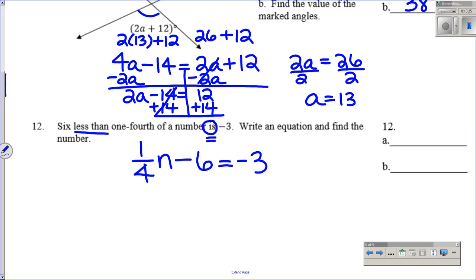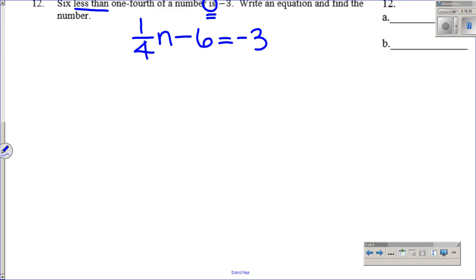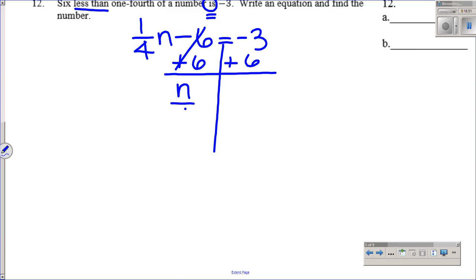And now we're just going to follow our steps for solving. So I notice that we have 1/4 times n minus 6, so the first thing we need to do is add 6 on both sides. Our opposite 6's equals 0. Now you could simplify this. Whenever you look at a 1/4 times n, that can also just be rewritten as n divided by 4. The 1 times the n simplifies, equals -3 plus 6 is +3.